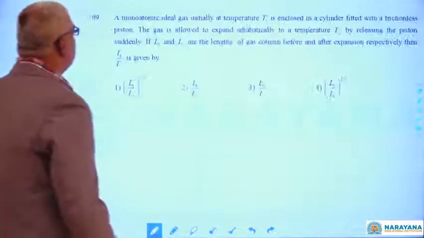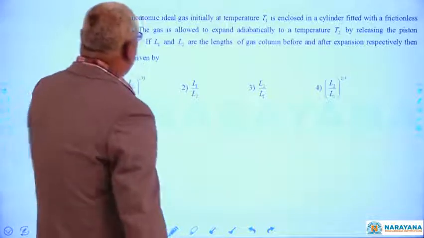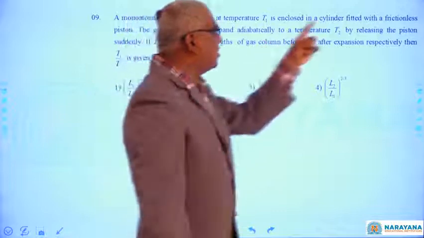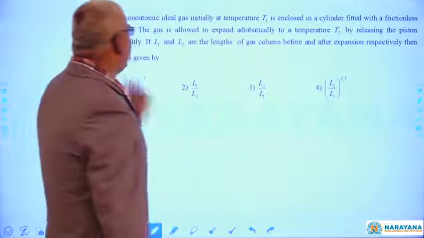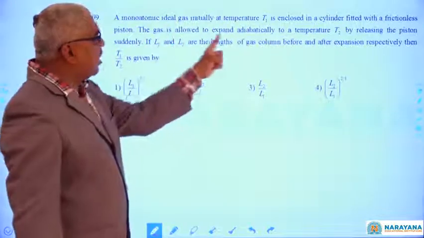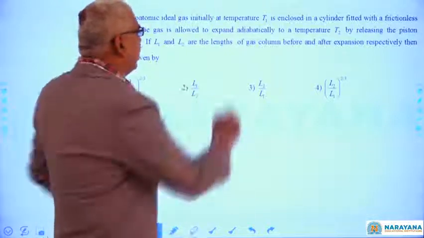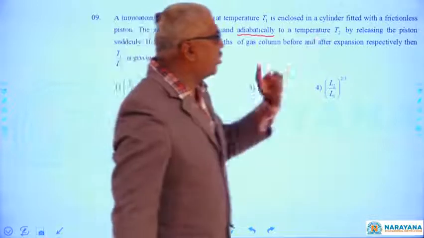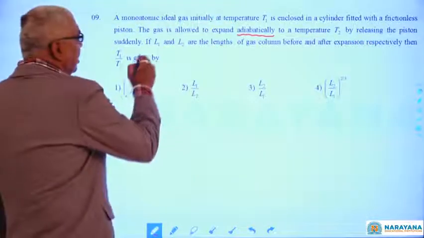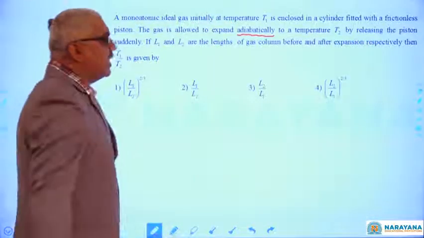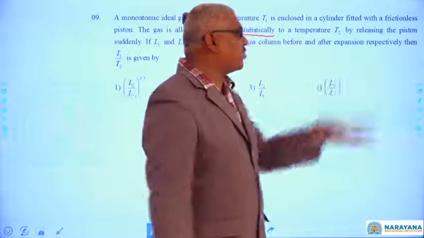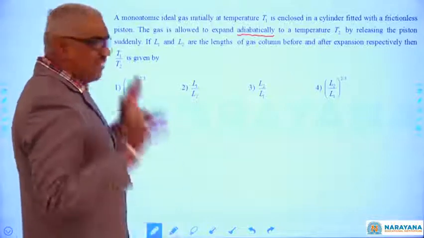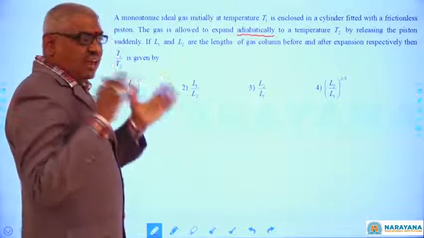Question number 9. A monoatomic ideal gas, initially at temperature T1, is enclosed in a cylinder fitted with a frictionless piston. The gas is allowed to expand adiabatically. Underline the word adiabatically. To a temperature T2 by releasing the piston suddenly. If L1, L2 are the lengths of the gas column before and after expansion respectively, then T1 by T2 is given by, see here, temperature and volume.